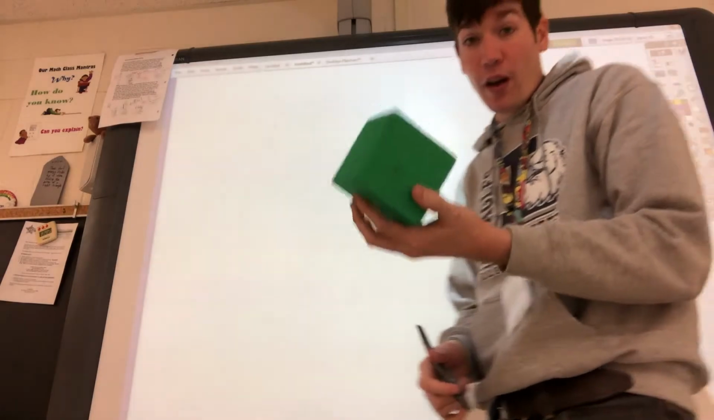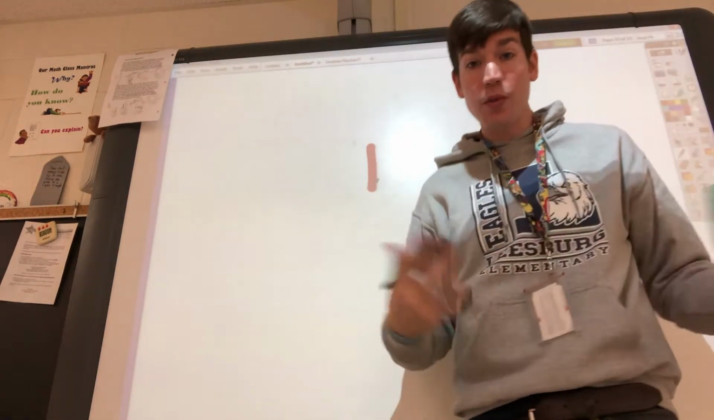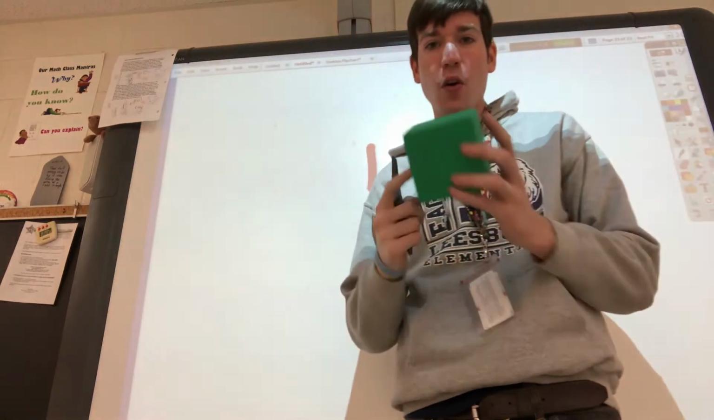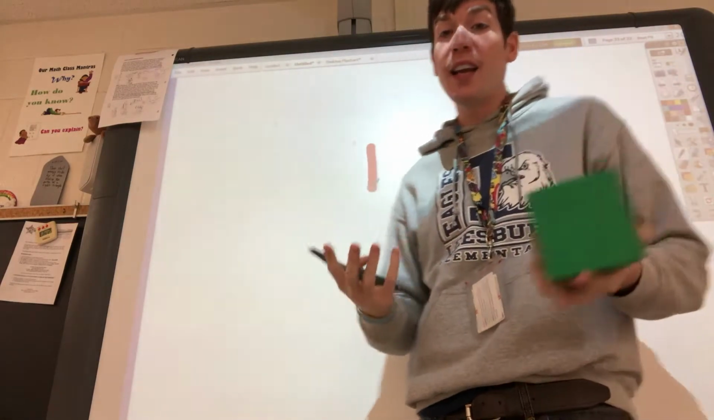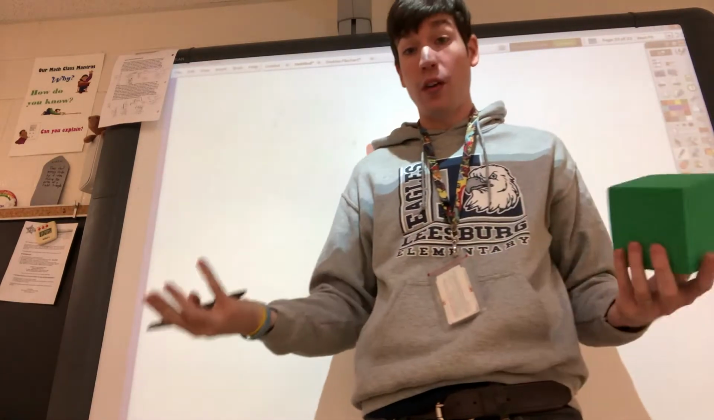Now, this first one is just 1. So remember, the ones place is our first place. So a 1 would just look like this. So this is a whole number. Keep in mind, anything to the left side of a decimal is considered a whole number.